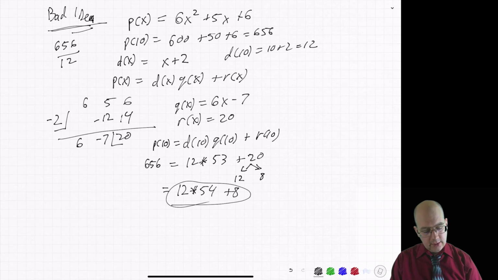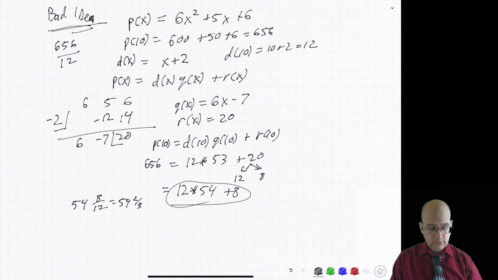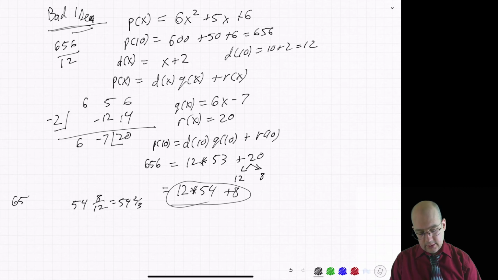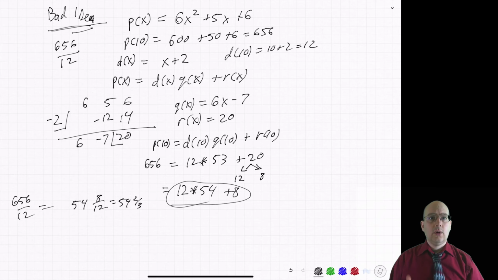And now that is my answer to the division, because when I divide by 12, I get 54 and 8/12. Again, there's some common factors I could have divided by. This is 54 and 2/3. But in any event, that's 656 divided by 12. So weird, right? So the synthetic division is actually kind of pleasant.